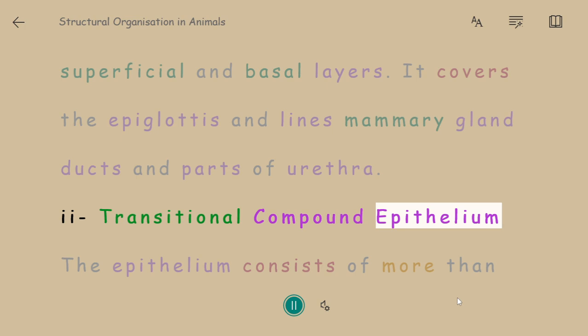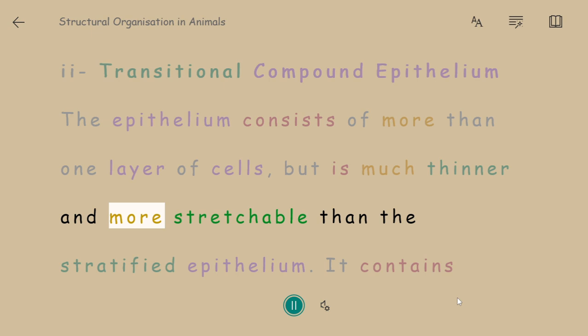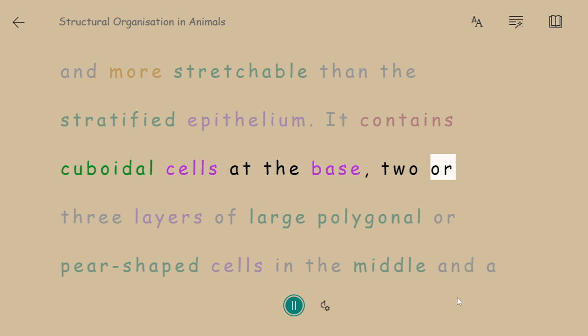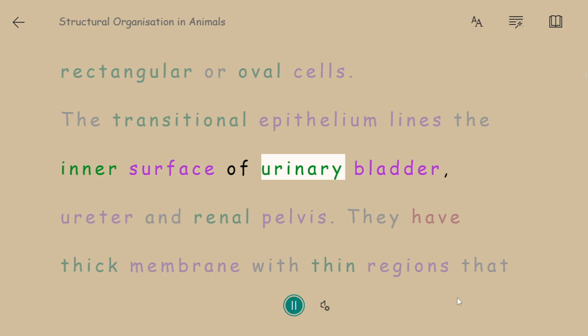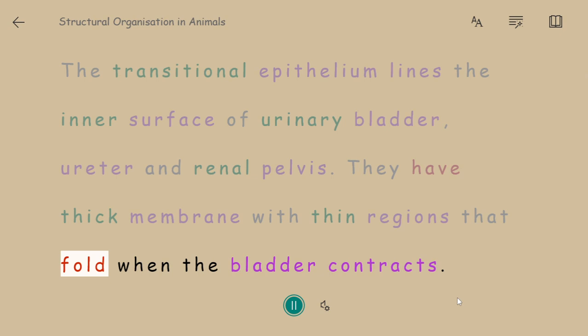The epithelium consists of more than one layer of cells, but is much thinner and more stretchable than the stratified epithelium. It contains cuboidal cells at the base, two or three layers of large polygonal or pear-shaped cells in the middle, and a superficial layer of large, broad, rectangular, or oval cells. The transitional epithelium lines the inner surface of the urinary bladder, ureter, and renal pelvis. They have a thick membrane with thin regions that fold when the bladder contracts.